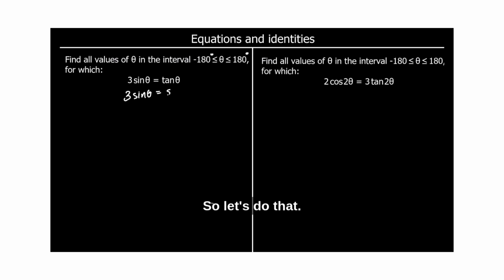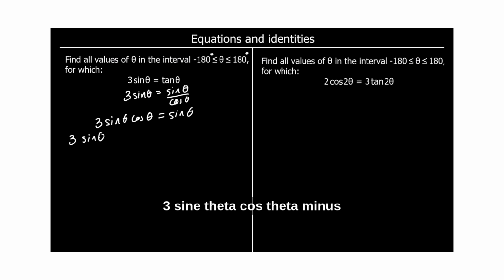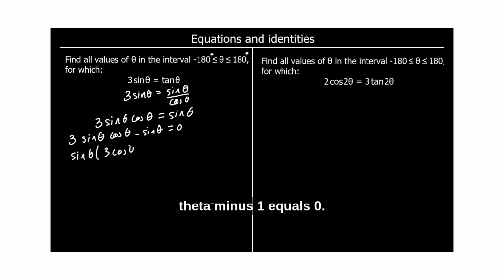So let's do that. Sine theta over cos theta. Then get rid of the fraction, times both sides by cos theta. So 3 sine theta cos theta equals sine theta. Make it equal to 0. 3 sine theta cos theta minus sine theta equals 0. And factorize out the sine theta. So sine theta times 3 cos theta minus 1 equals 0.